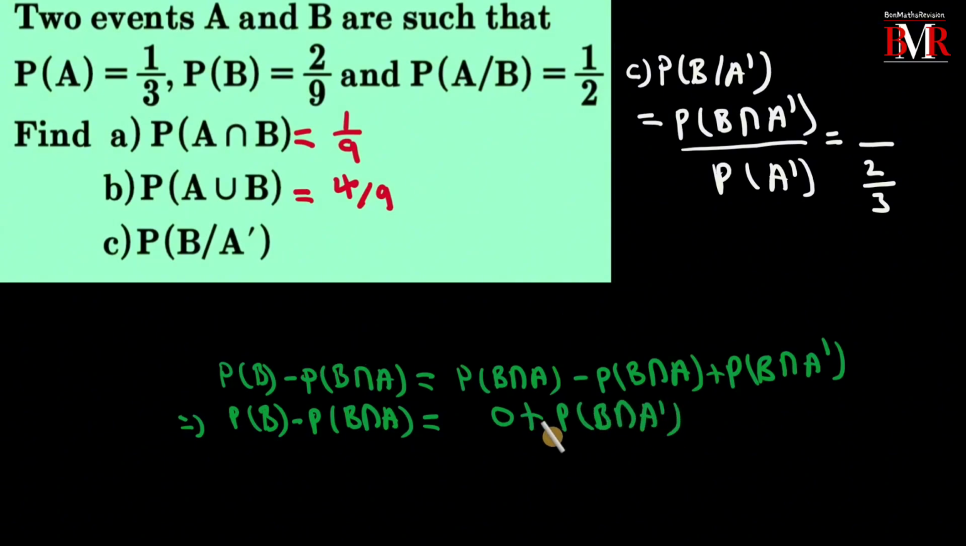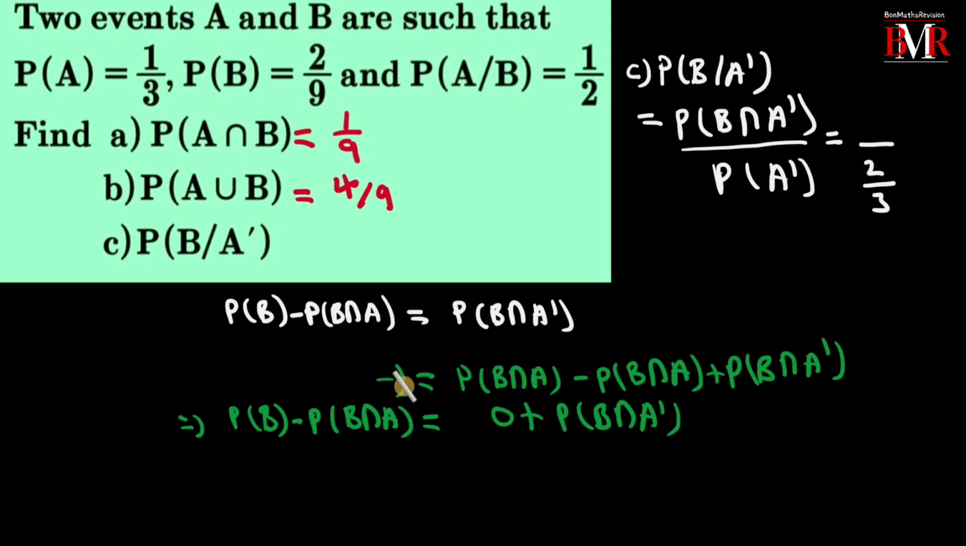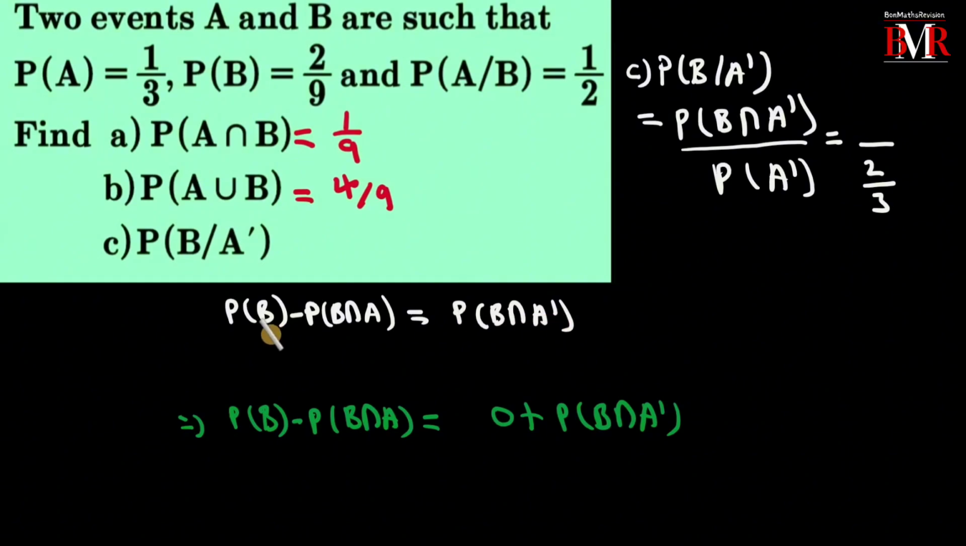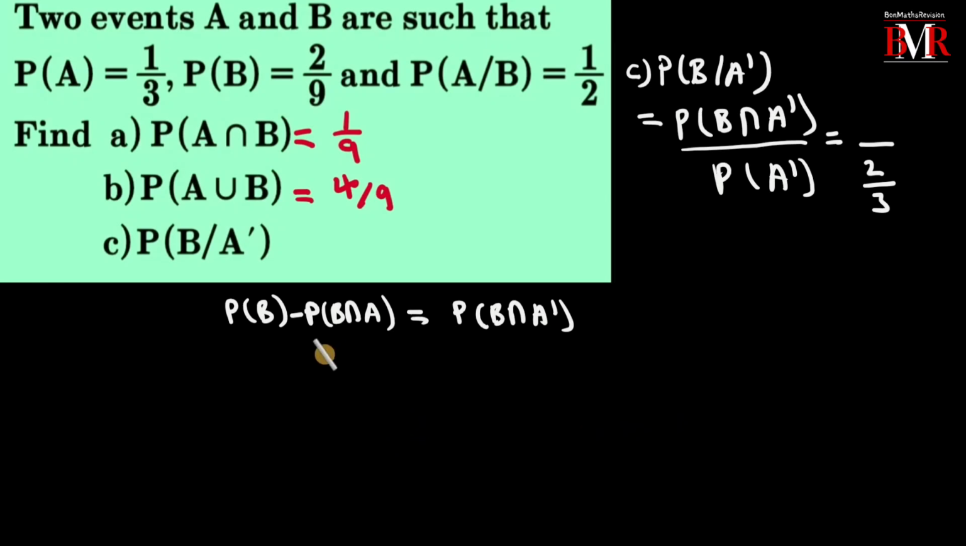That is, 0 plus probability of B intersection A prime is the same as probability of B intersection A prime, and here is probability of B minus probability of B intersection A. So you see that probability of B intersection A prime is equal to probability of B minus probability of B intersection A, and you know that probability of B intersection A was not given in the question. Instead, we have calculated probability of A intersection B from the A part of the question. So I need to calculate the probability of B intersection A.